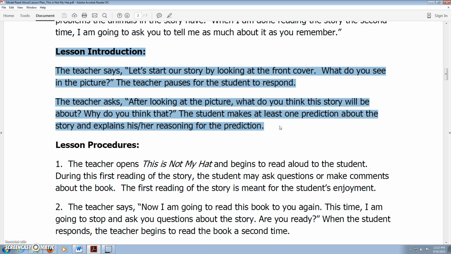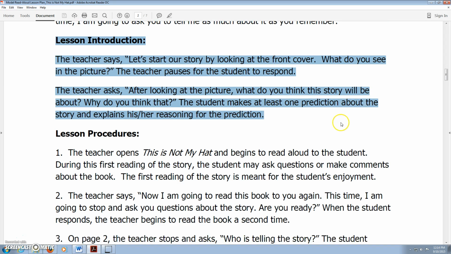So I'm actually giving the student in the lesson an opportunity to make predictions about the story based on the front cover. So the student's thinking about, all right, what's this story going to be about? What do I think will happen in this story? So that gives the child a reason for reading because they want to see if what they're predicting and what they're thinking is correct. So that's my introduction.